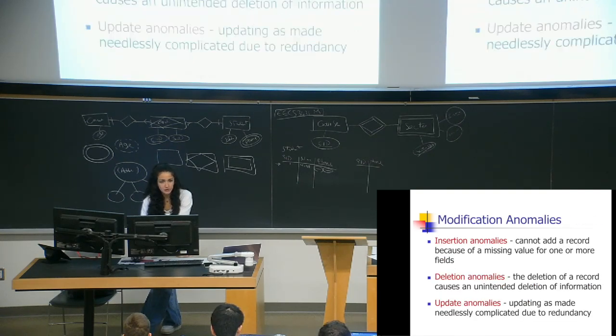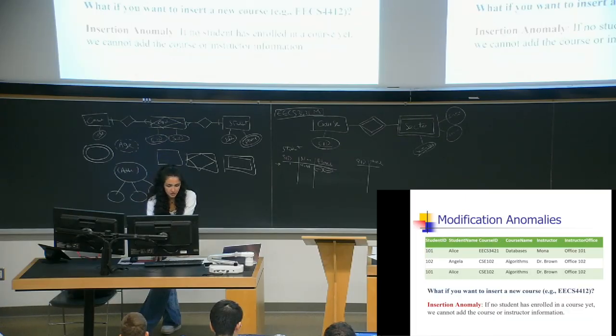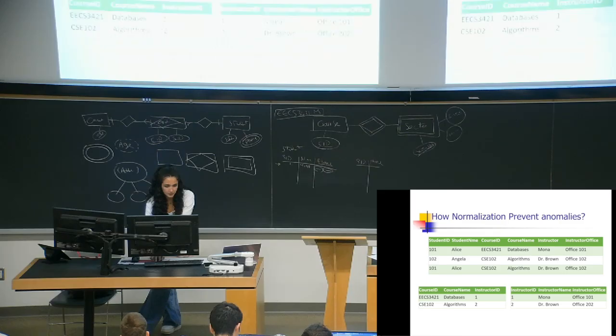Now we have these three types of anomalies. Insertion anomalies mean you cannot add a record or row because of a missing value for one or more fields. Deletion anomalies mean the deletion of a record causes an unintended deletion of information, and update anomalies mean updating many unneeded fields that you don't want to actually update. So these were the examples of each, for example, insertion anomaly, delete anomaly, or update anomaly. So we have seen that.